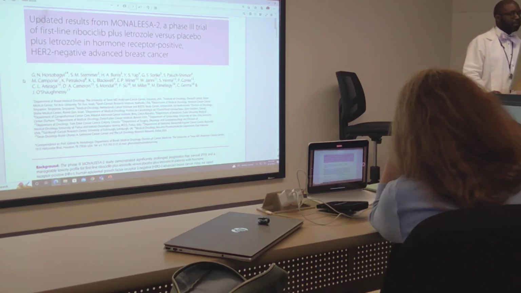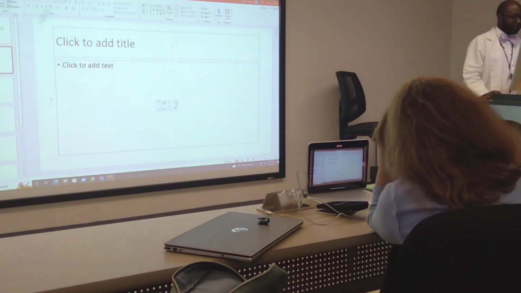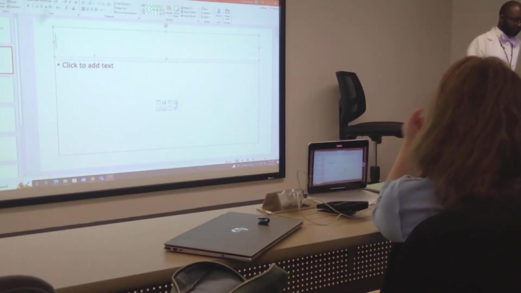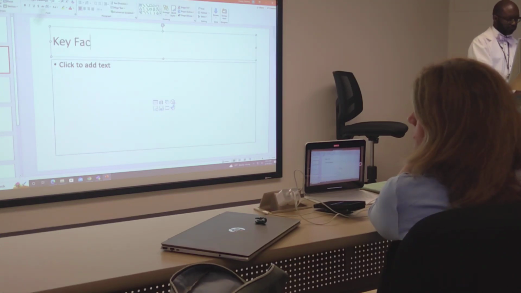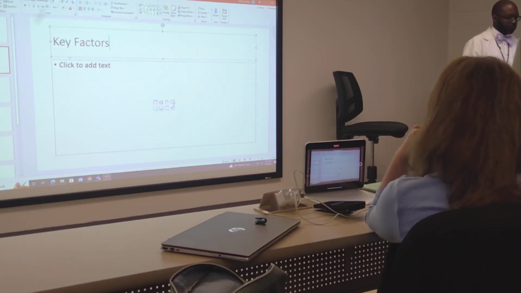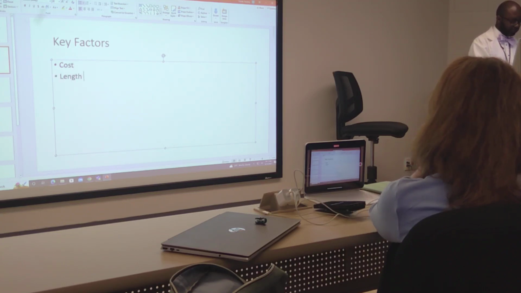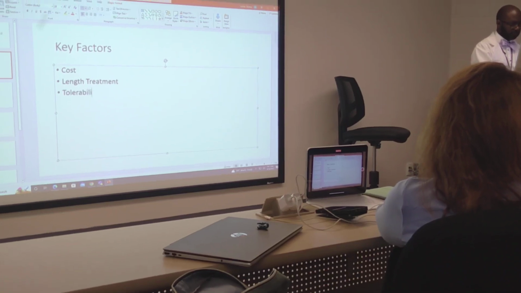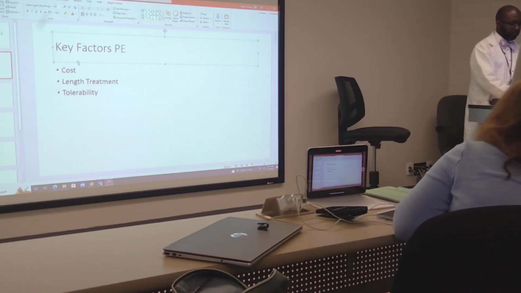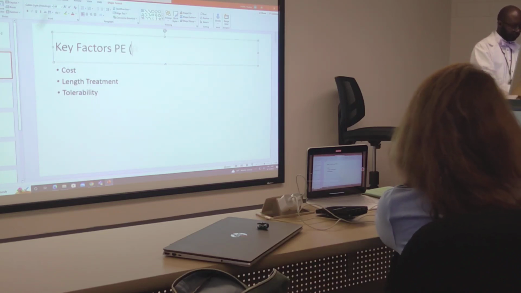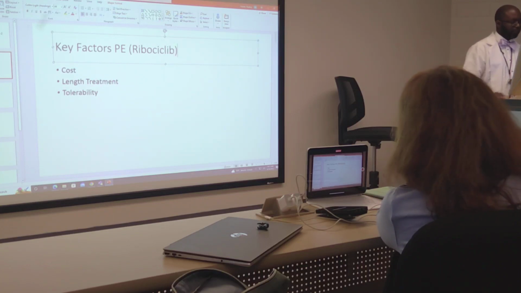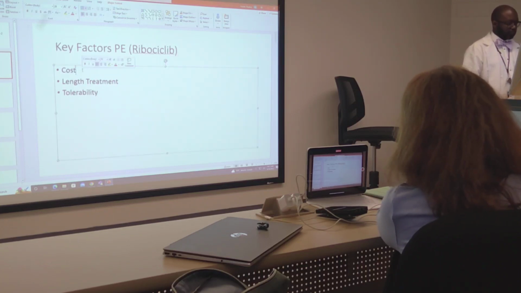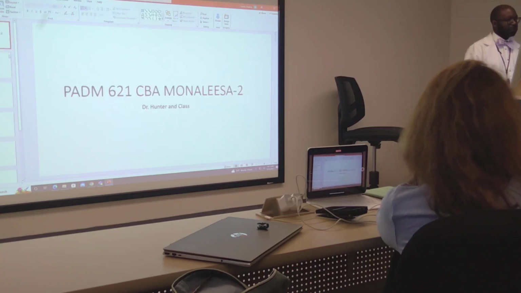That's important because we need to think about the length of the treatment. So some key factors: we talk about cost, we talk about the length of treatment, we talk about tolerability. Okay, what are some other key factors from a pharmacoeconomic standpoint that we want to look at? Because we're doing a cost benefit analysis.